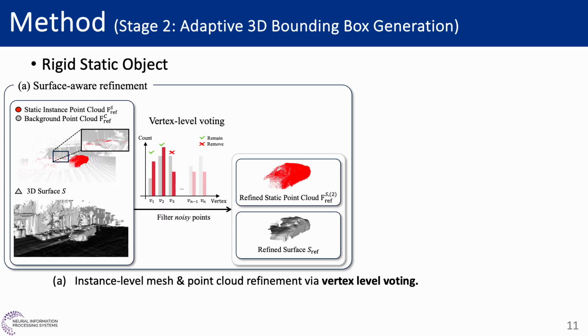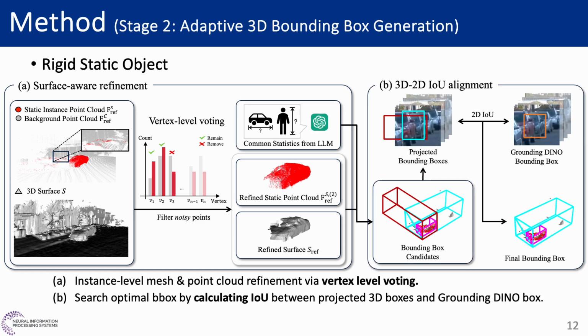Next, we adaptively annotate the bounding box according to the instance's physical properties. First, for the static object, with the instance-level point cloud aggregated over multiple frames, we suppress noise by majority voting with the vertices of a mesh reconstructed via a signed distance function. After that, we use instance size statistics obtained via ChatGPT to generate two candidate boxes using the instance mesh's normal vector direction. We then project both candidates into 2D, compute their IOU with the box predicted by the 2D vision foundation model, and select the candidate with the larger IOU as the final bounding box.